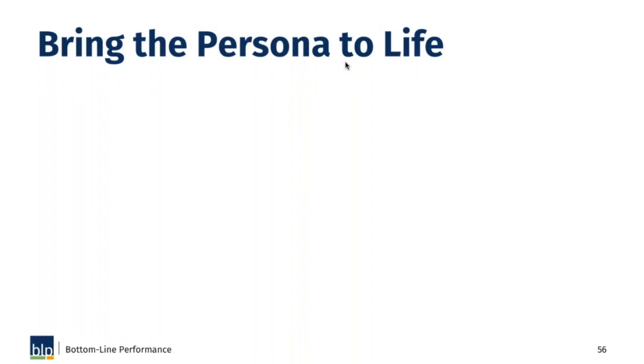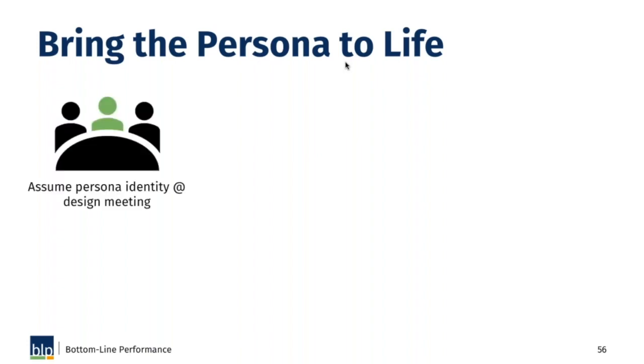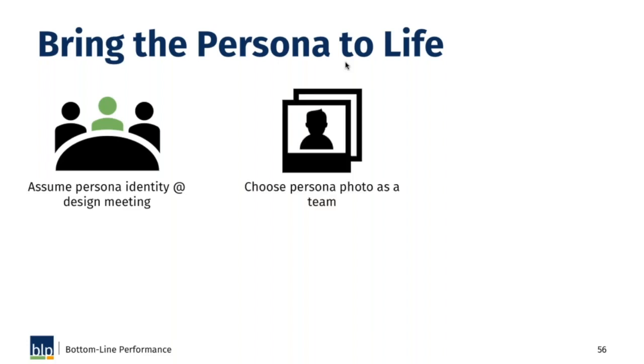Just a couple quick last thoughts. You guys know how much can change between design and final deliverable. So a couple of best practices for keeping that persona alive throughout the process. I suggest having somebody on your team assume the persona's identity at the design meeting. Give them an advocate and a voice in that creation of the solutions.